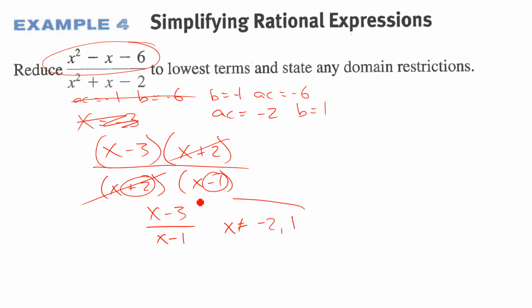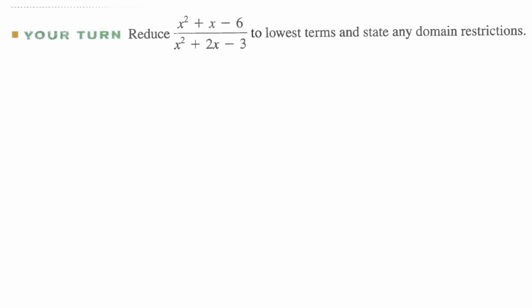All right, your turn. Correct answer, x minus 2 over x minus 1. X cannot be -3 or 1.